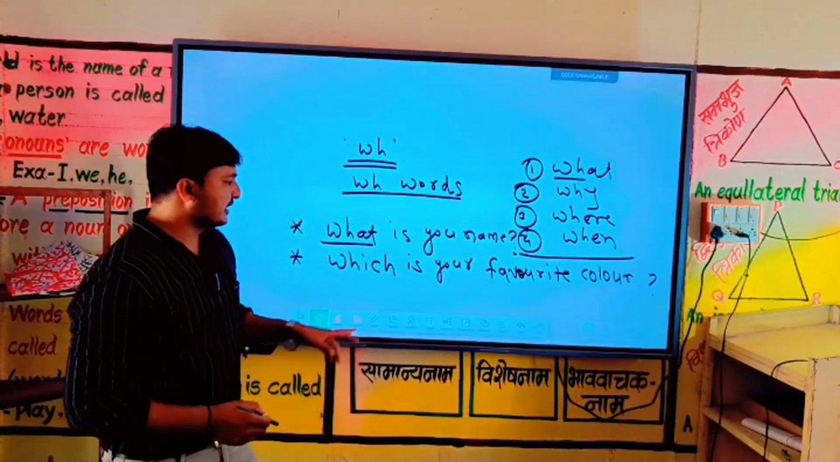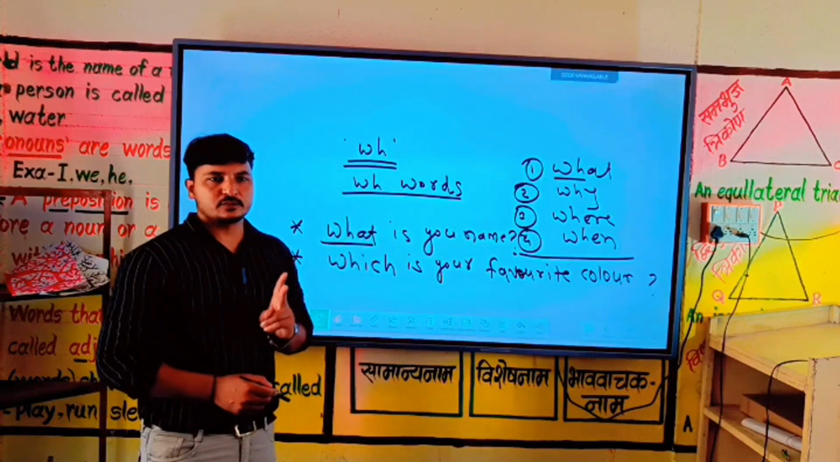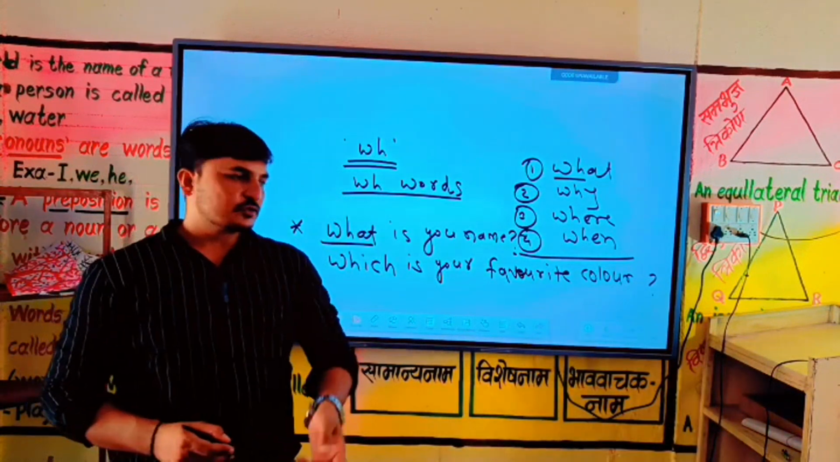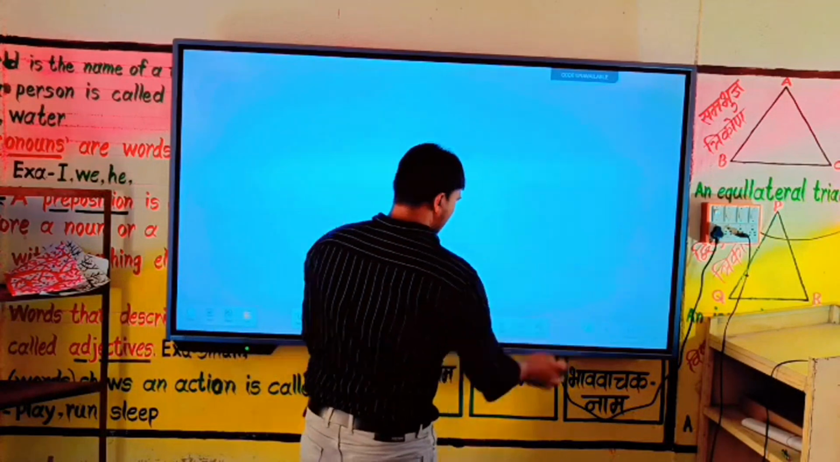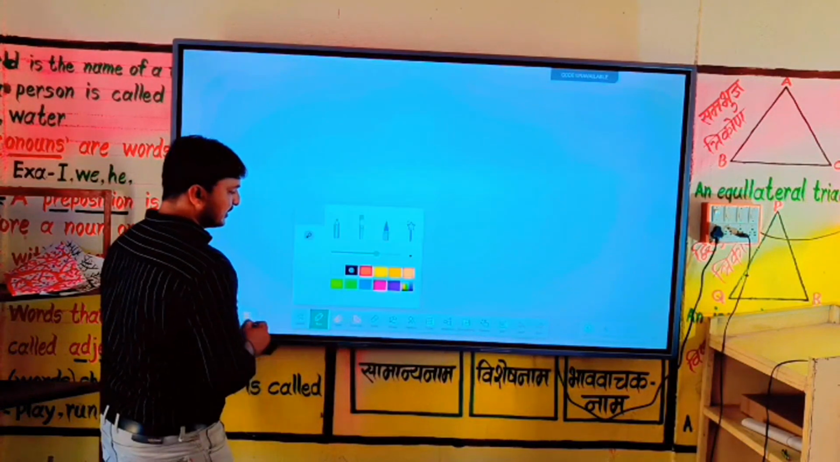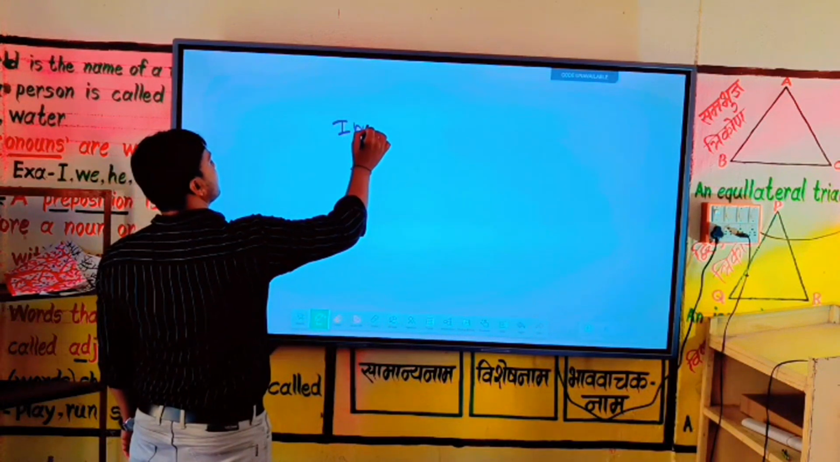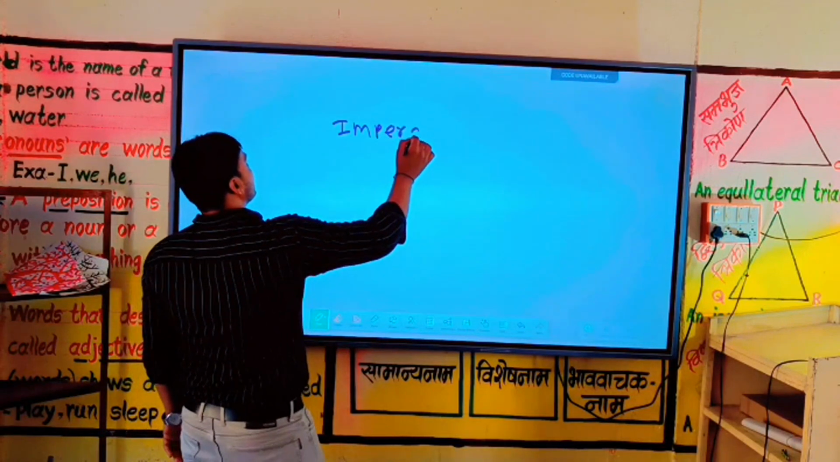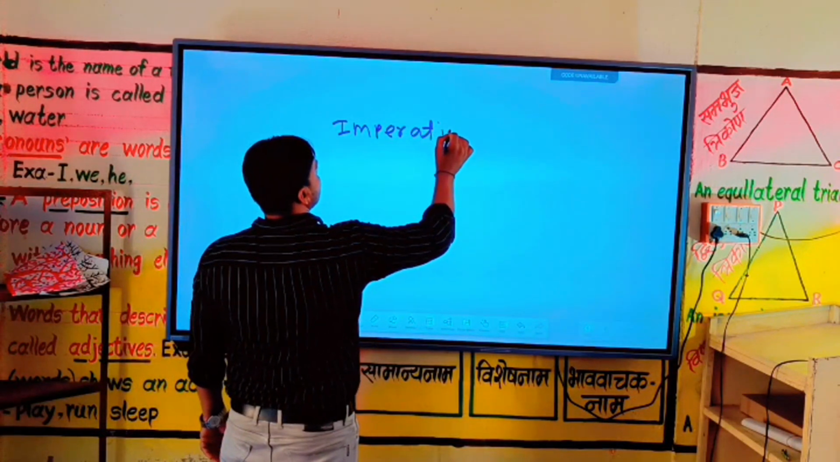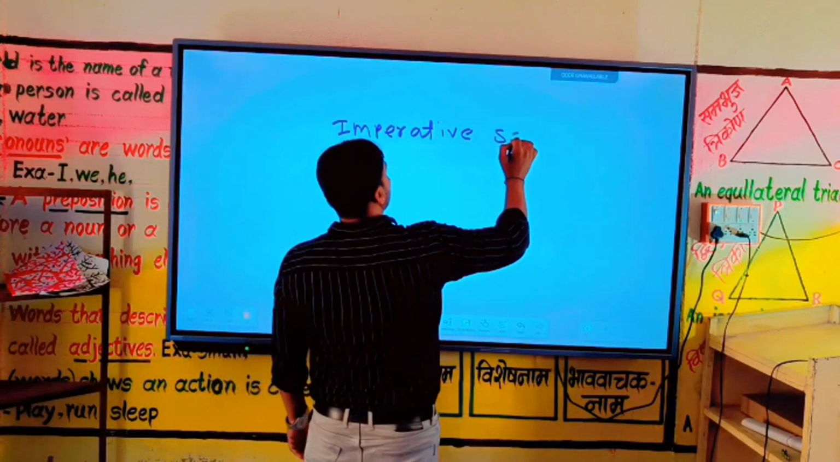Now look at the screen. We already learned about these two types of sentence, so we have to take the next one. What is the next one? Imperative sentence. We have to understand the imperative sentence here. Who can tell me what is the meaning of imperative sentence in Marathi? Yes, say it loudly.